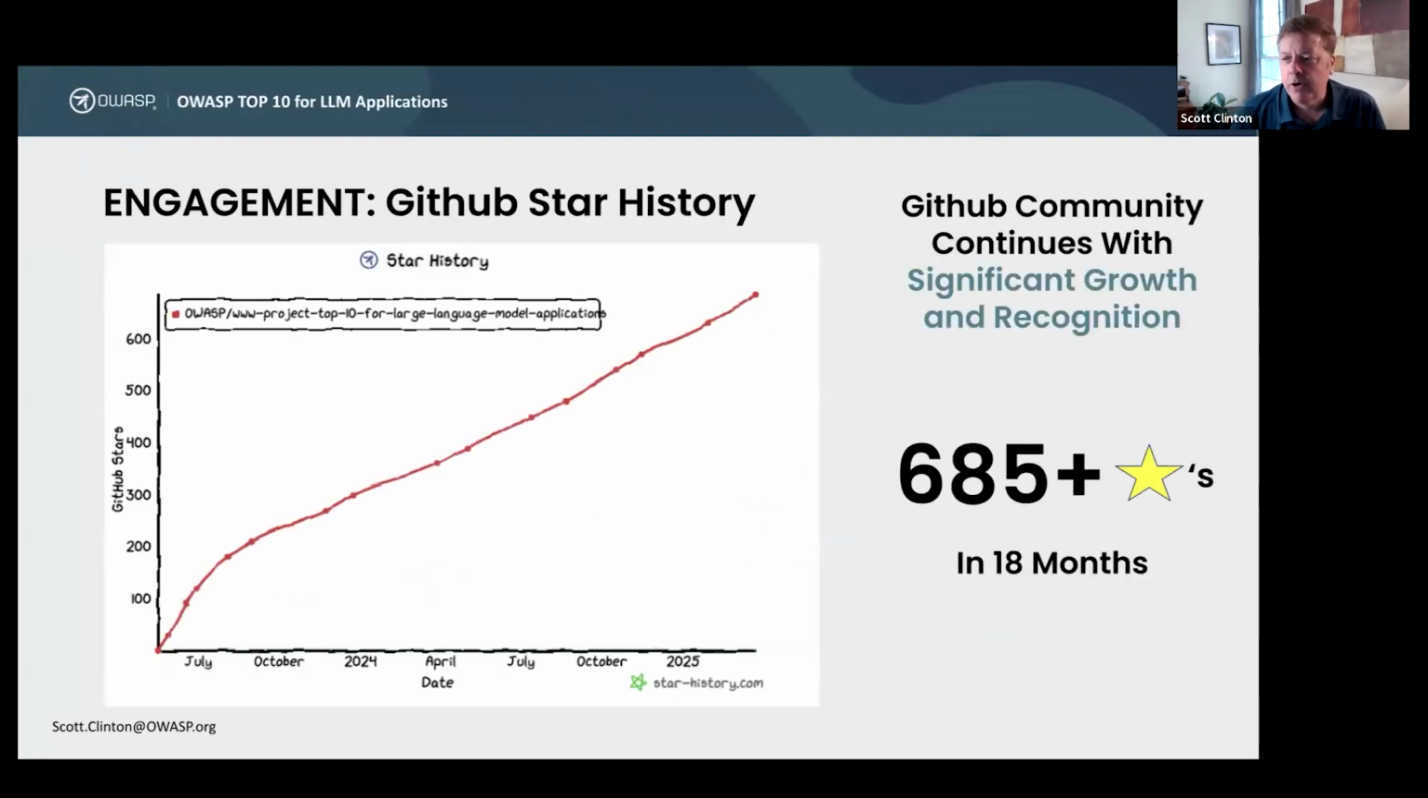Star history continues to go upward. This one just picked up a couple days ago. So this is our GitHub engagement. We're just under 700 stars, so it would be nice to get over that little bump there, but we're growing consistently. You can see from the path there, it's pretty much a straight line.